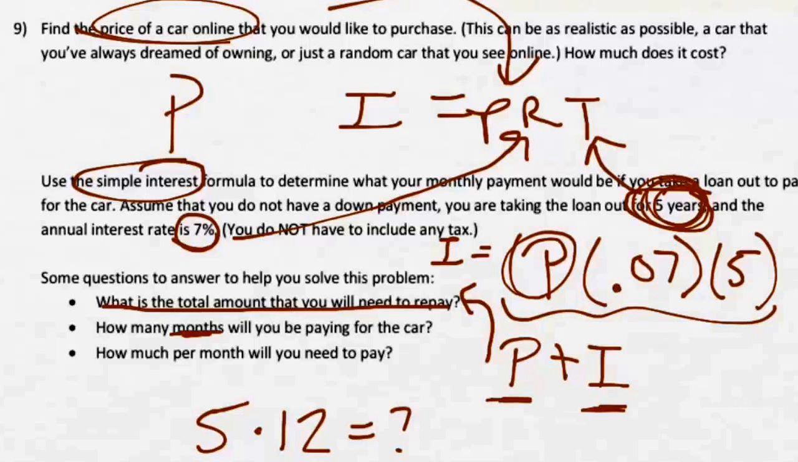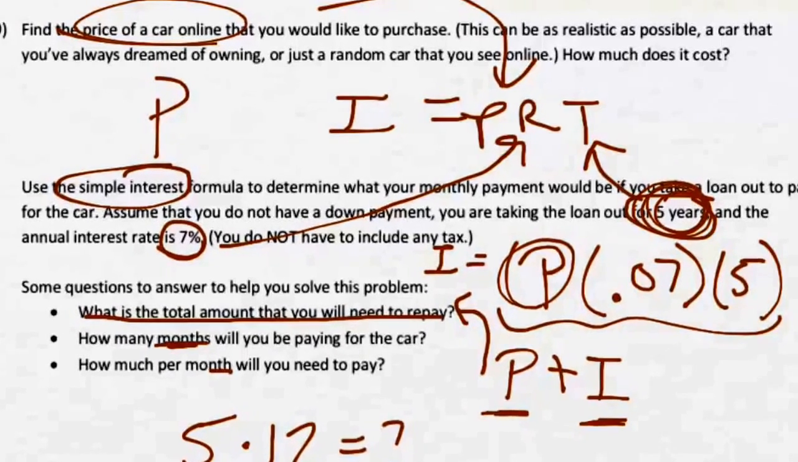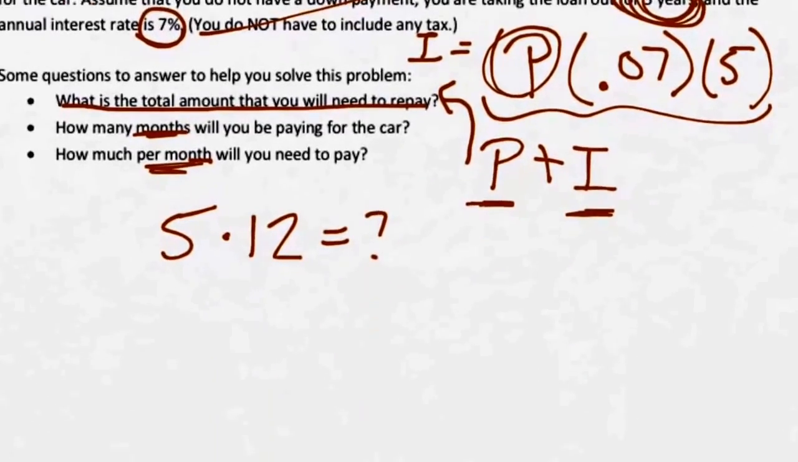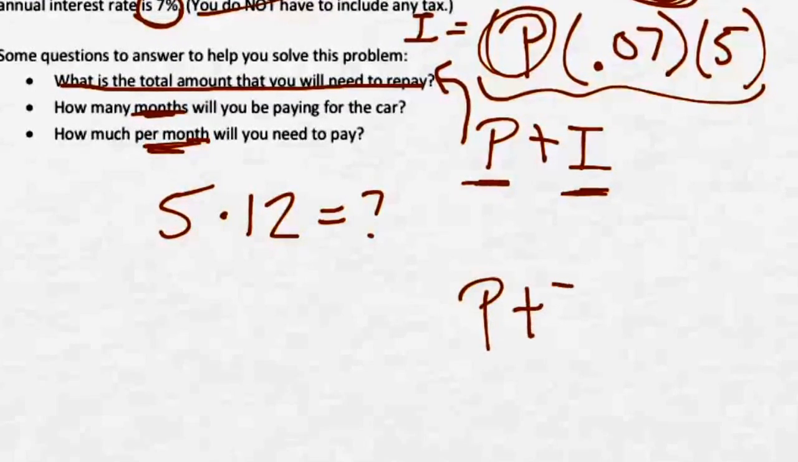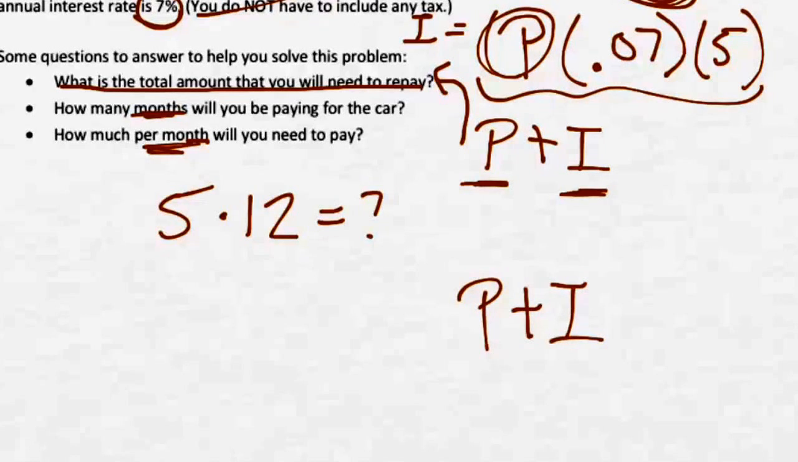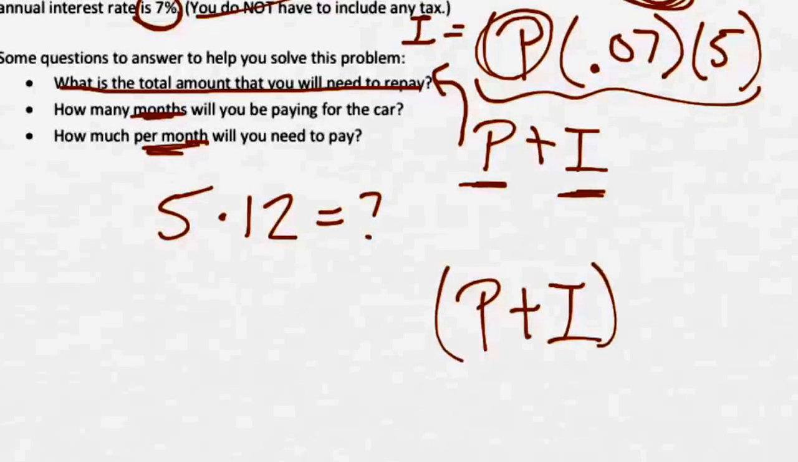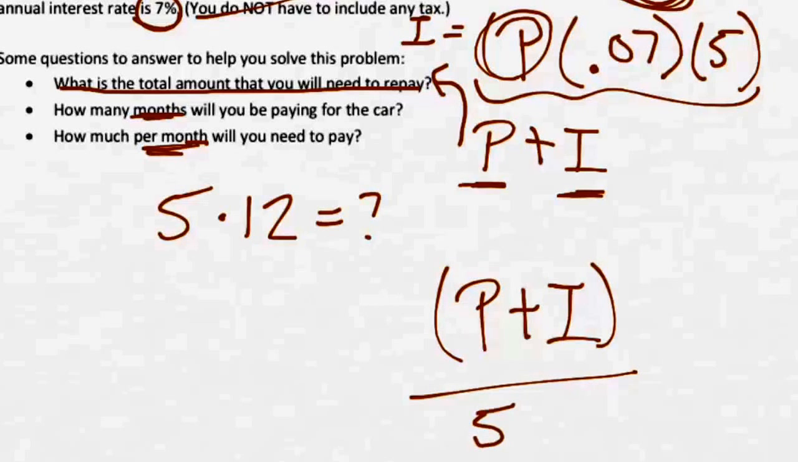The last thing is, how much per month will you need to pay? Well, if that's the case, then you found your P plus I for the first part of the question. That's the total amount that you need to pay for the car. And you're going to take this and divide it by the number of months that you're going to pay, and that's going to be your payment.